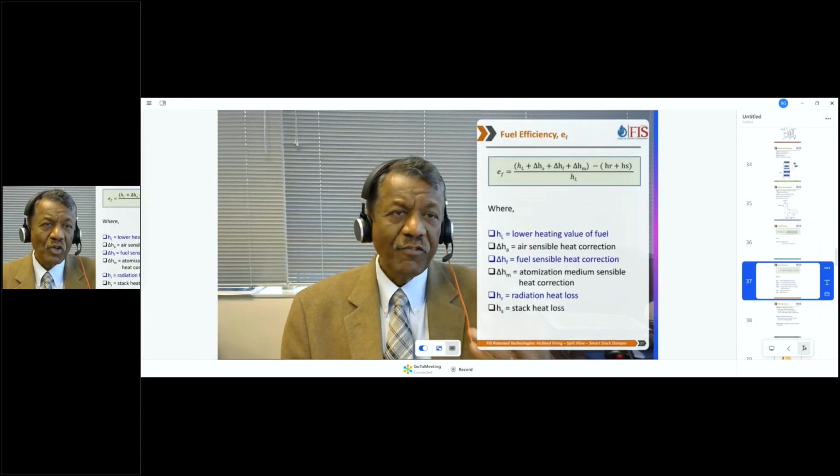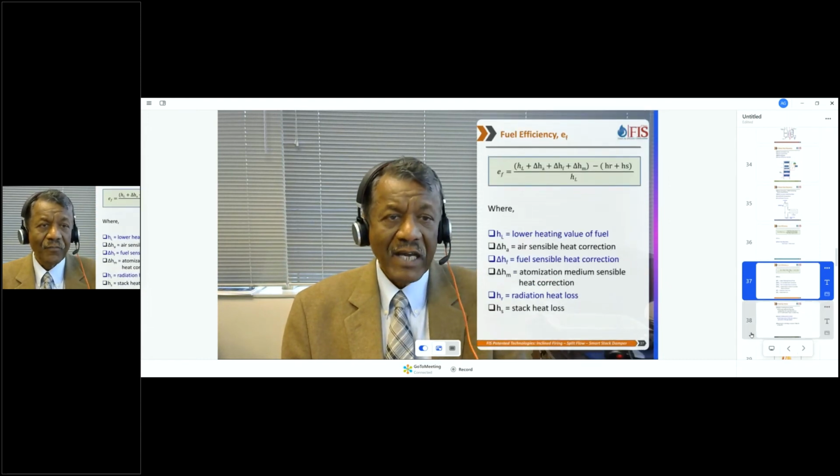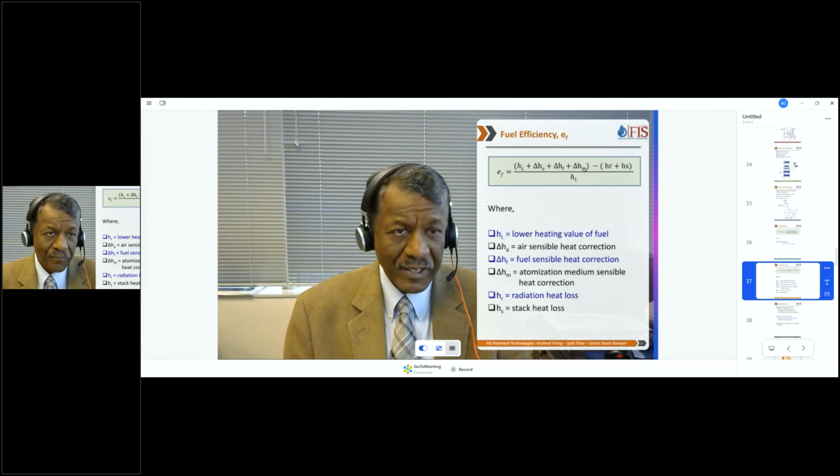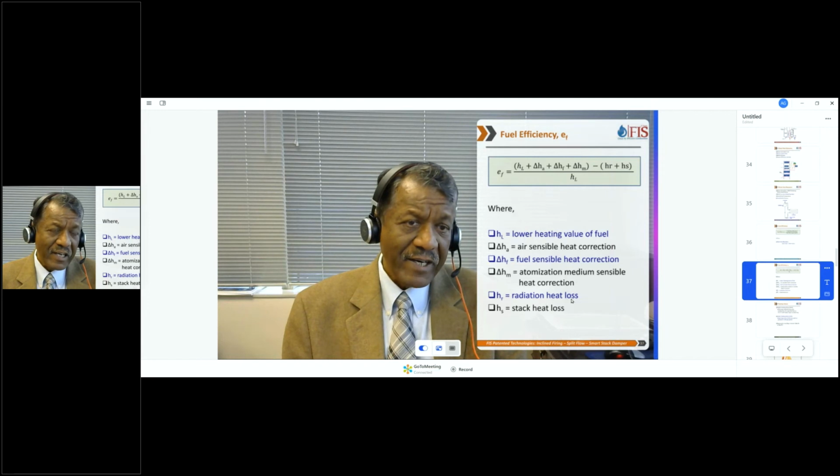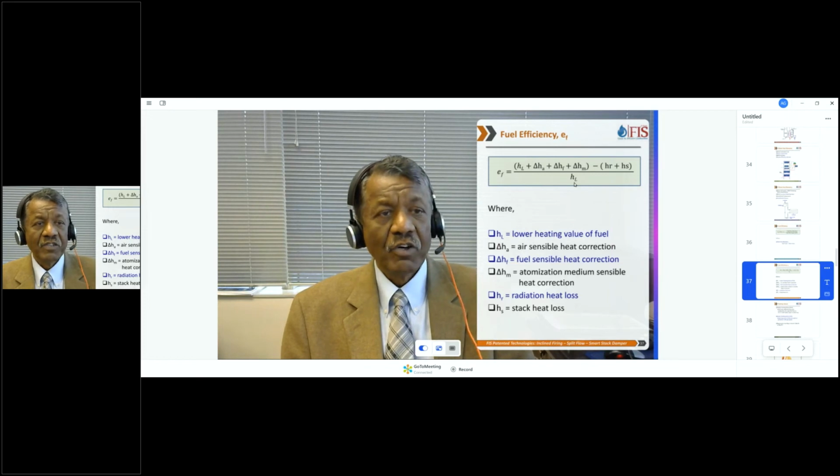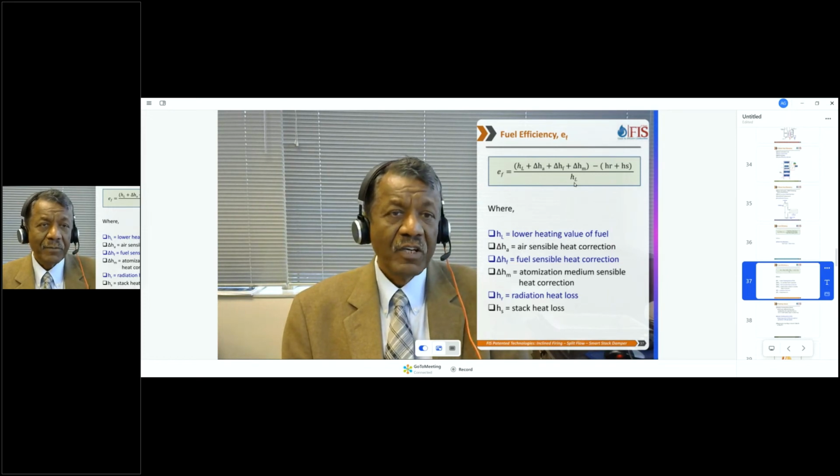So this is a formula. I think we have a heating value, air sensible heat, fuel sensible heat, and if we have atomization media, then the atomization media. And then the losses are radiant heat losses and stack heat losses, divided by the heating value of the fuel. So that is how the fuel efficiency is defined.